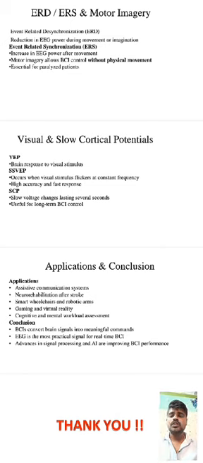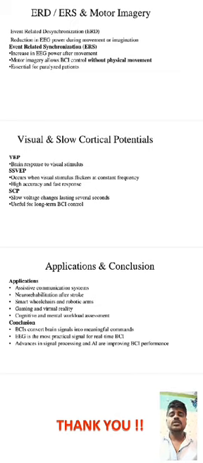Visual and slow cortical potentials are used for control. These include VEP, SSVEP, and SCP. VEP is mostly used for the brain response to visual stimulation, with high accuracy and fast response. SCP involves slow voltage change lasting several seconds.